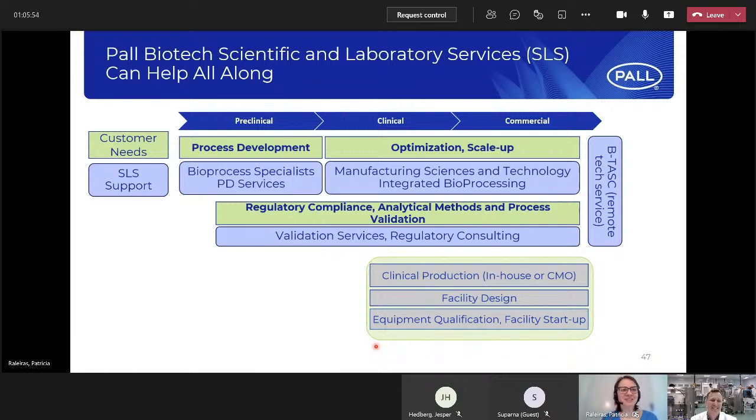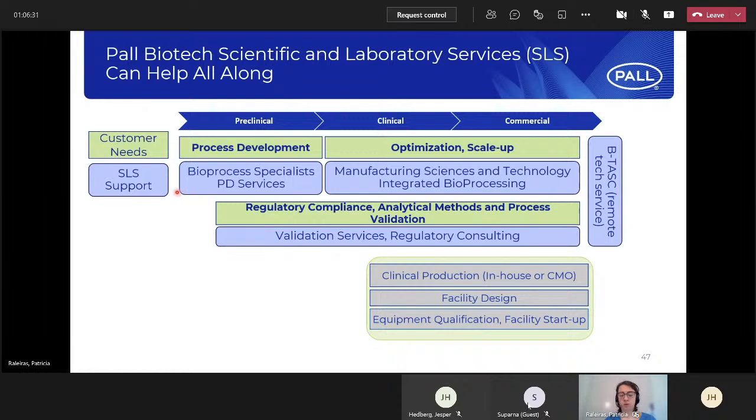Great. So all of this sounds very complicated, I think. But fortunately, Pall Biotech has something called the Scientific and Laboratory Services that can help all along. There are people like me, bioprocess specialists, that can help you with the process development, with choosing the right technology in the right step in the bioprocess. And then my colleagues in the rest of the organization can help you with really anything: optimization, scale up, technical issues, validation services, qualifying equipment, qualifying personnel, and so on.